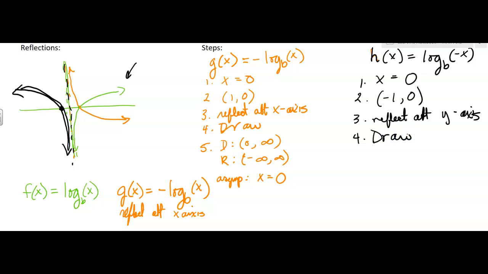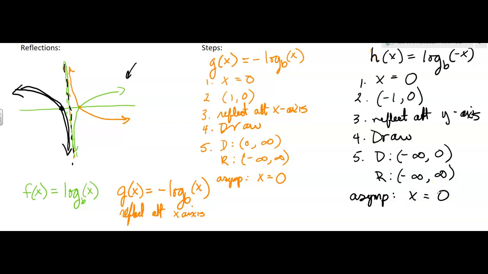And then let's think about the domain and the range and the asymptote. The domain now is going to go from negative infinity to 0. The range is still going to be all real numbers, negative infinity to infinity. And then the asymptote is still x equals 0. Okay? So that's what's happening with the reflection.